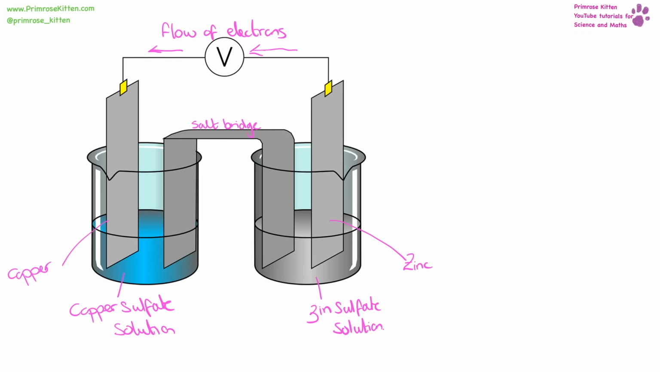Here we have a simple cell with 2 different metals, copper and zinc, in their own solution. So here is zinc in zinc sulfate solution and copper in copper sulfate solution. They are connected by a salt bridge or an ion bridge, and because zinc is higher in the electrochemical series, it is going to push electrons this way towards copper. A flow of electrons means we are going to have a potential difference. So the zinc is going to be giving up electrons and the copper is going to be accepting electrons.